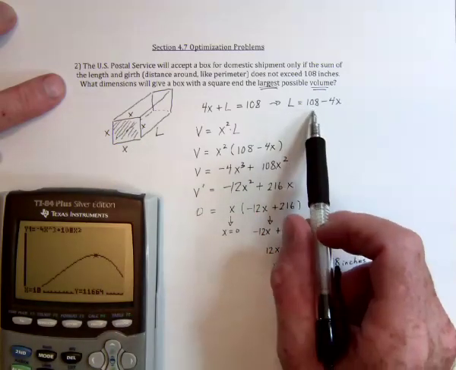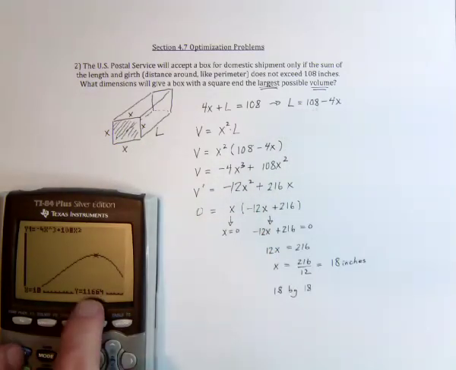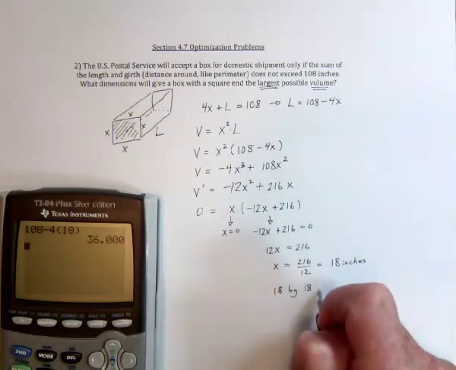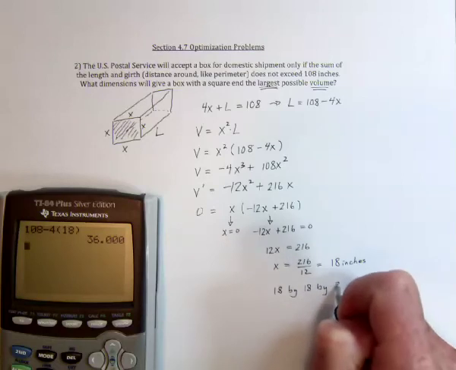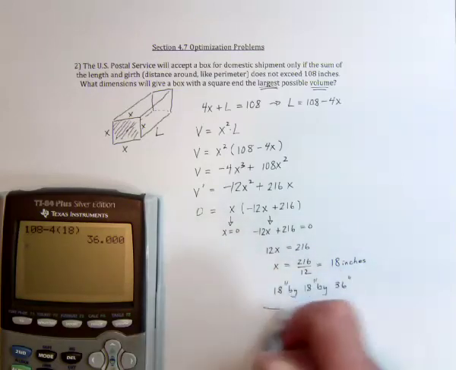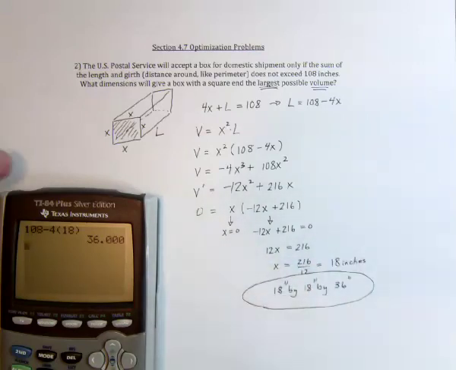Now we need to find the L. So that's not this number. This is the volume. I want to know the length. So 108 minus 4 times 18. And it can be 3 feet long by 36 inches. And there's the dimensions.